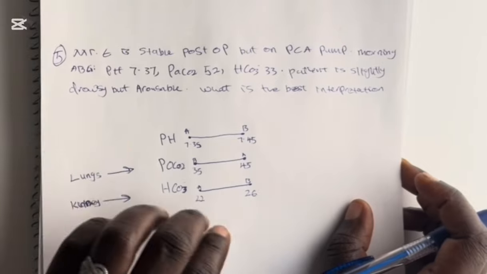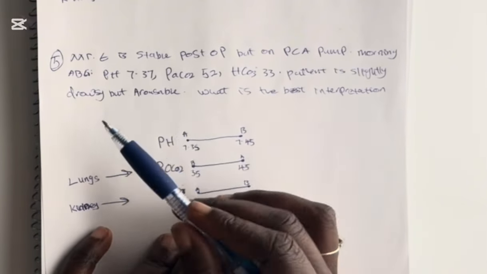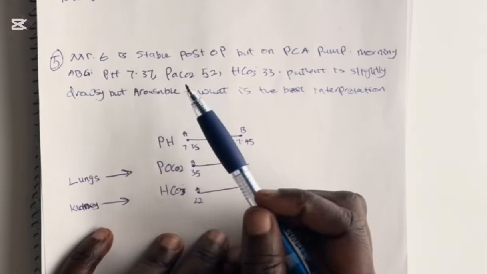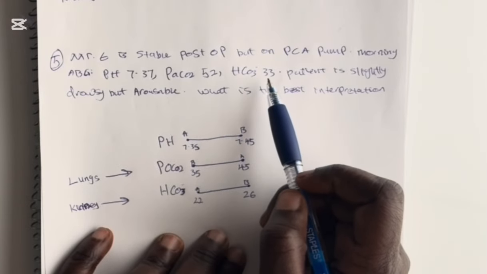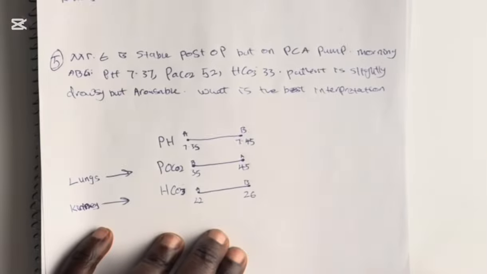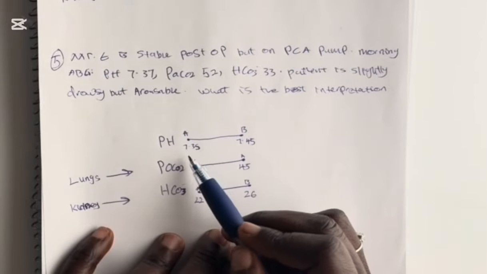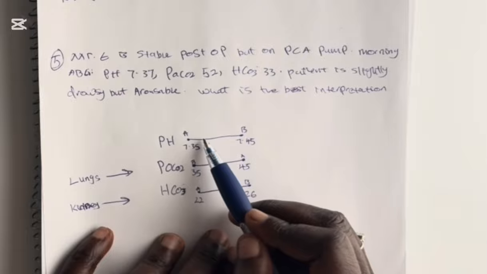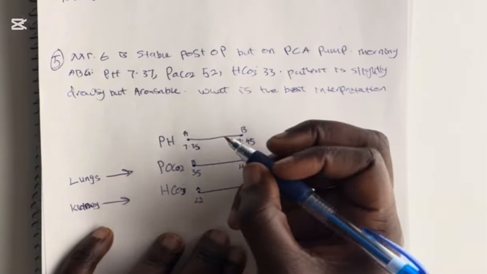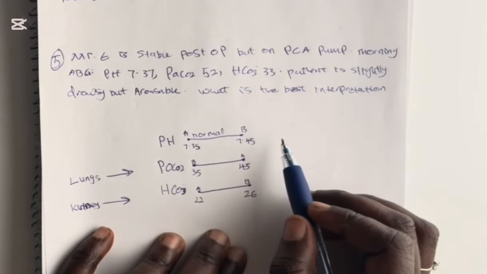Now, let's do the last one. I've explained so much, I'm just going to go into the ABG values. Our pH is 7.37. That's the first thing you look at. The CO2 is 52, the HCO3 is 33. So how best can we interpret this? Let's look at our pH first. It's 7.37. We go forward from 7.35: 7.35, 7.36, 7.37. Wow, our pH is normal.